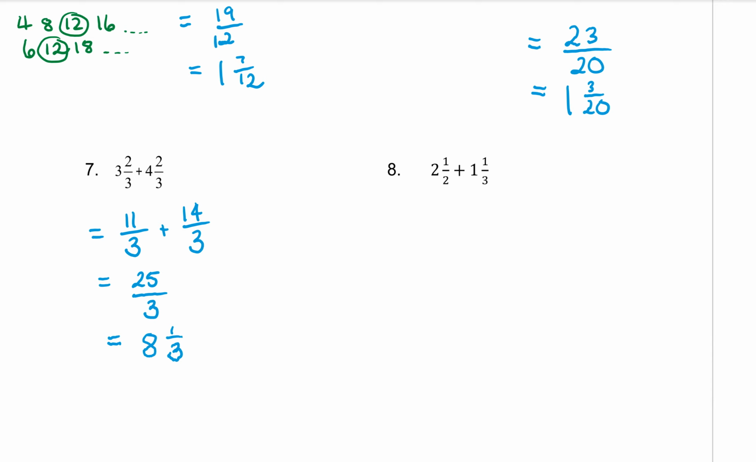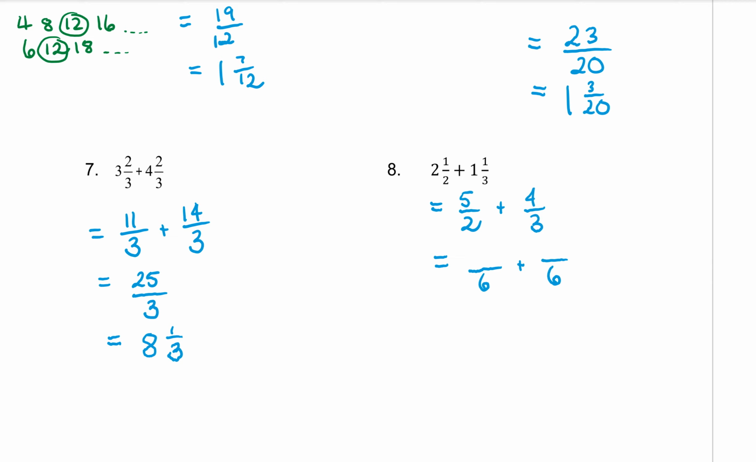Question 8 also has mixed numerals, so let's change those into improper fractions first. So 2 times 2 is 4, plus the 1 on the top makes 5 over 2. Then the second fraction, 1 times 3 is 3, plus 1 more is 4 over 3. Now this time our denominators are different, so to make those the same, the common denominator of 2 and 3 would be 6. So I'm going to make 2 fractions with 6 on the bottom.